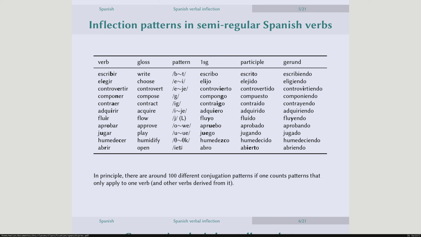By the way, the pronunciation doesn't match the IPA because I speak Colombian Spanish, so it's slightly different from Spain's pronunciation. If you count all the patterns, there are over 100 different conjugation patterns, but we can't do that. We have to focus on the most common ones.